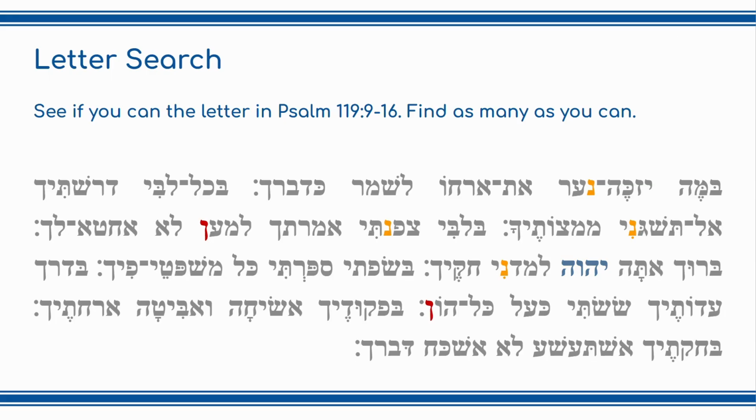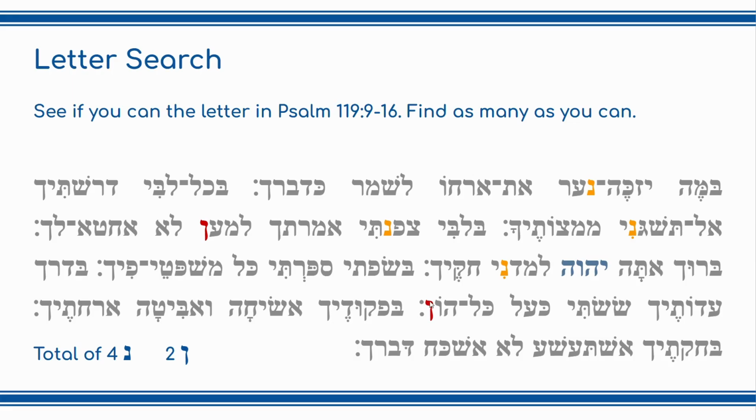And time's up. So this is how many noons are here. You have this one, and then this one, and here, and over here. And then you only have 2 noon sofits at the end. So we have a total of 4 noons and 2 noon sofits.